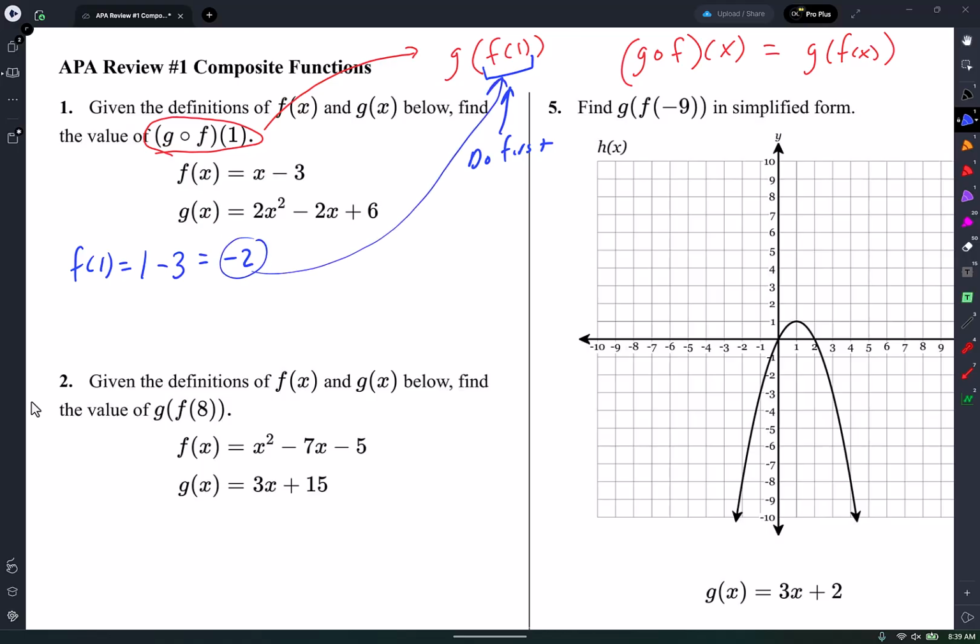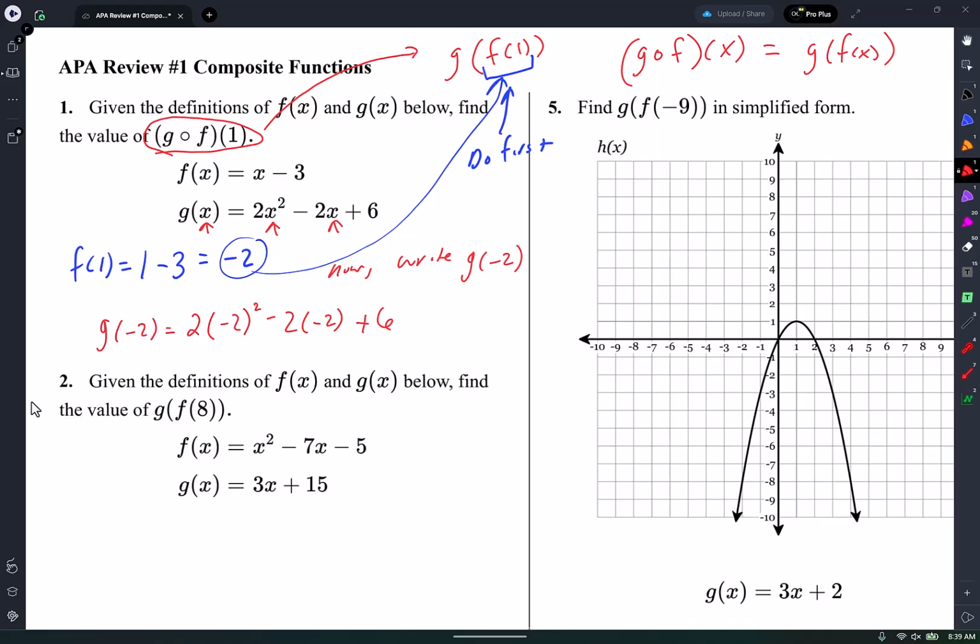Do you guys see that? So now I'm going to write G of negative 2. See? So wherever you see an X for the function G, you're going to plug in negative 2, right? So I'm going to write G of negative 2 equals 2, open parenthesis, negative 2, close it squared, minus 2, open parenthesis, negative 2, close, plus 6. Yes, you will have a calculator on when you take your APA, but some of these questions, see if you can do them without a calculator, guys.